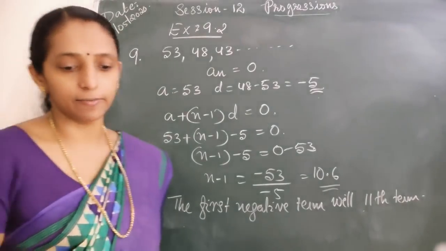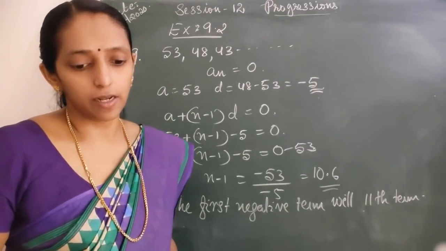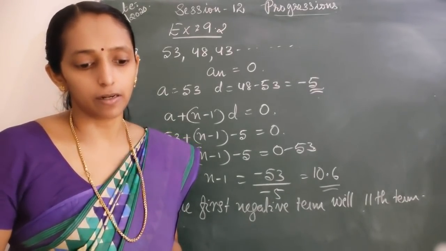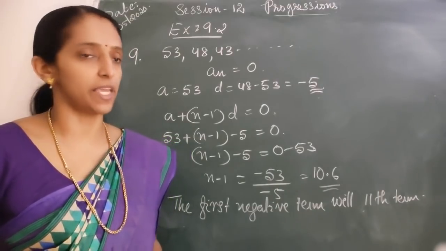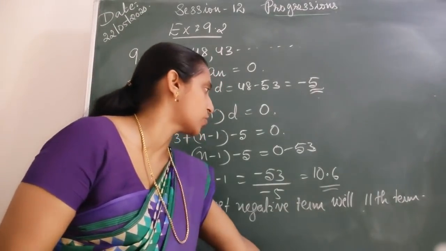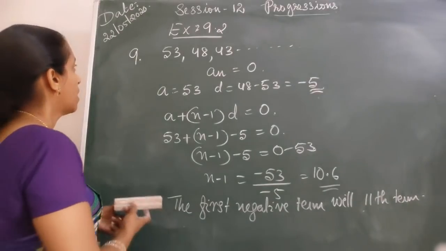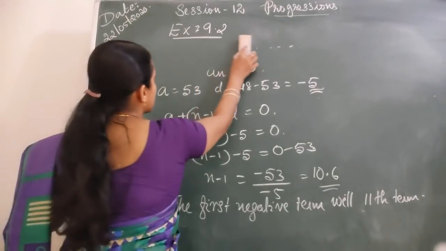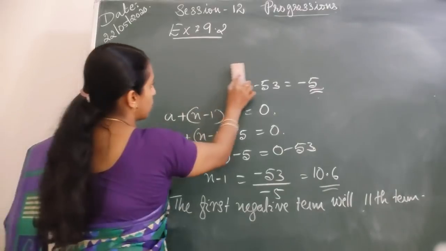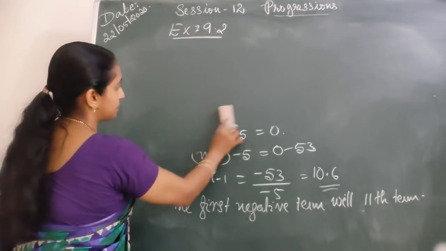Okay children, then question number 10. Determine the AP. AP is not given, as I have told you. If you are having two terms, how can you construct the AP? That we are going to see now. Question number 10.